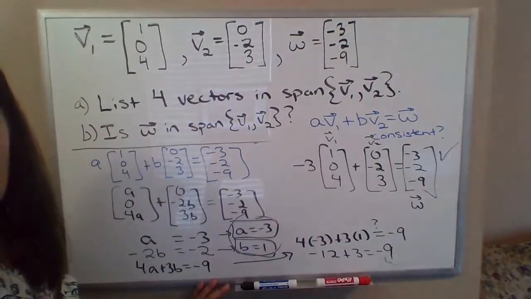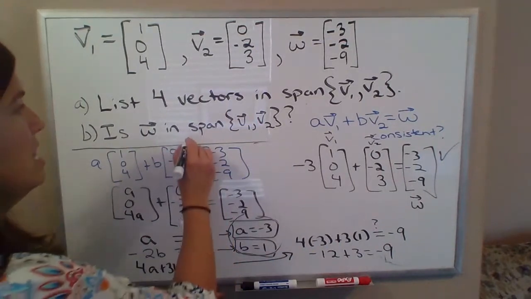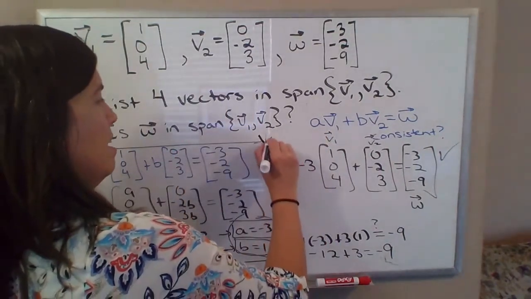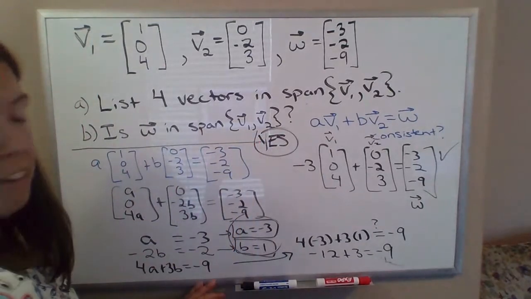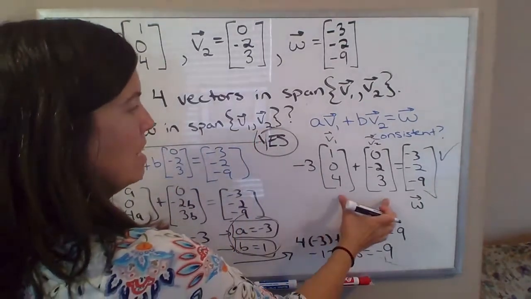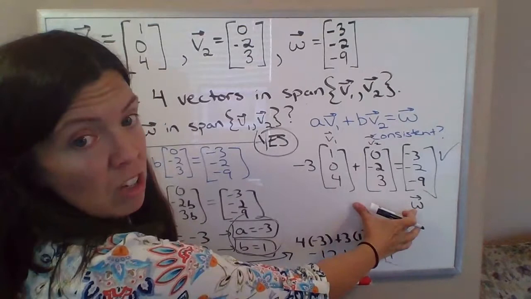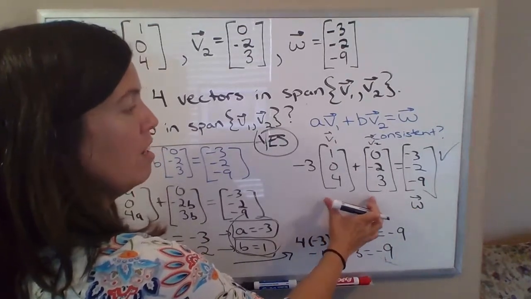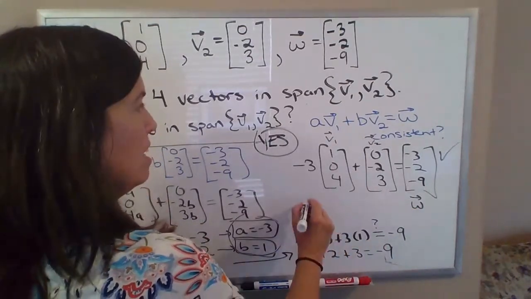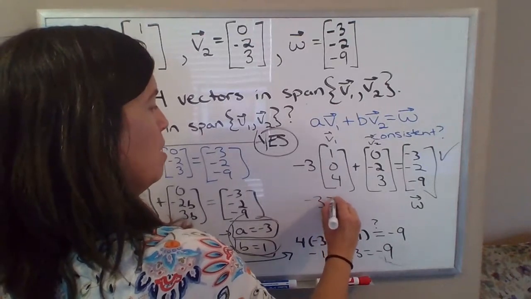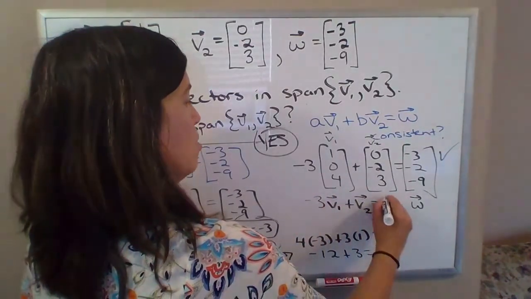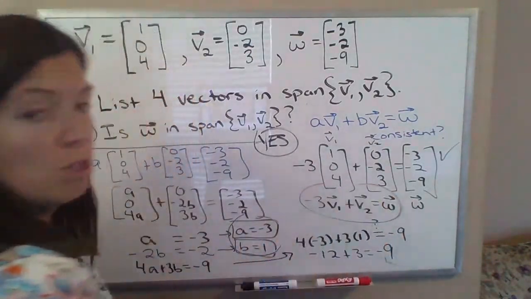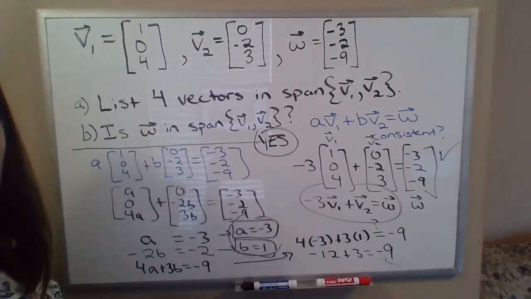So it works. That tells us yes, w is in the span of vector 1 and vector 2. And in fact, here we've expressed w as a specific linear combination of v1 and v2. It's negative 3 times v1 plus 1 times v2. There's your linear combination equals w. So that proves that w is in the span of vector 1 and vector 2.